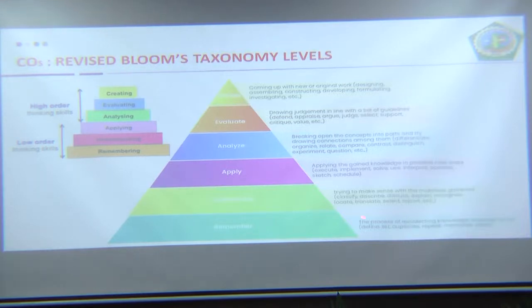Remember means the knowledge that we have acquired, whether we are able to recollect it or not. For example, I taught you a definition, and in the next class I asked you to define a particular term. Then understand, we understand the concepts. Then apply, I already told you. Now, analyze. Analyze means breaking open the concepts into parts and drawing connections among them. Then evaluate means drawing judgment in line with a set of guidelines. Then create means coming up with new or original work. That is the creation of knowledge.